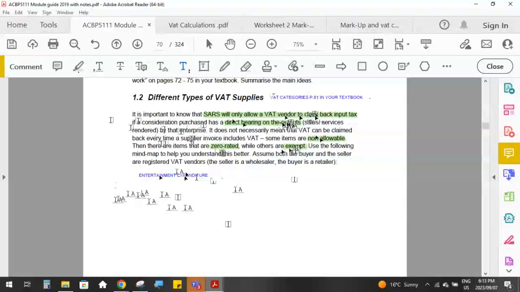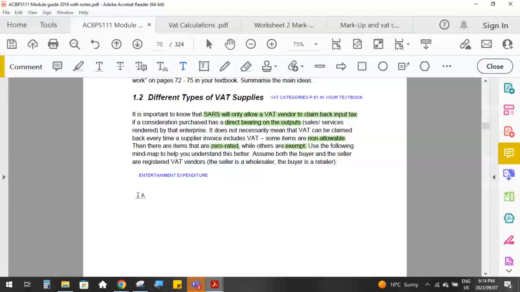And the last non-allowable item is club fees and subscriptions. So if a business is paying gym fees or golf club fees for their executives, they are not allowed to claim the VAT back on that expenditure. Only if they are paying subscriptions for a professional body. So let's say, for instance, it is an accounting practice, and the business pays the SAICA subscriptions for those employees, then the VAT on those subscriptions, they will be allowed to claim back.